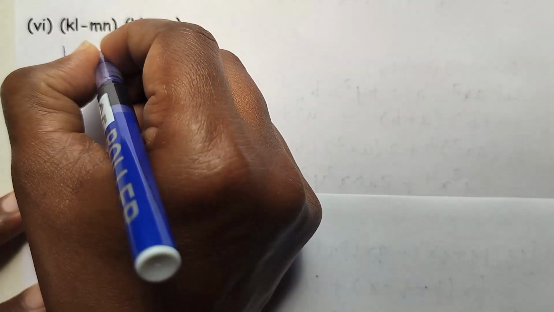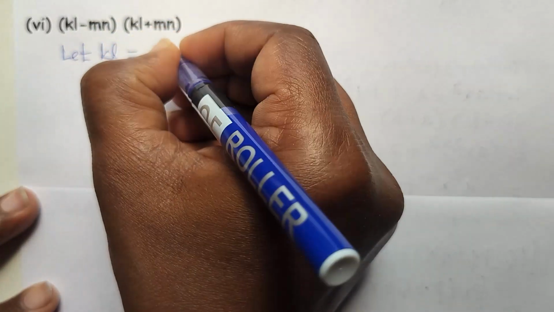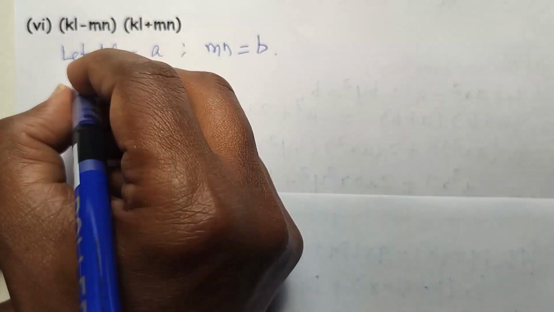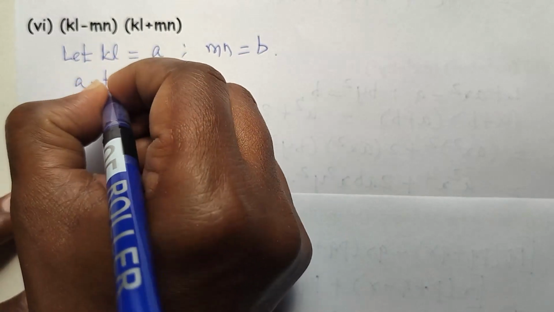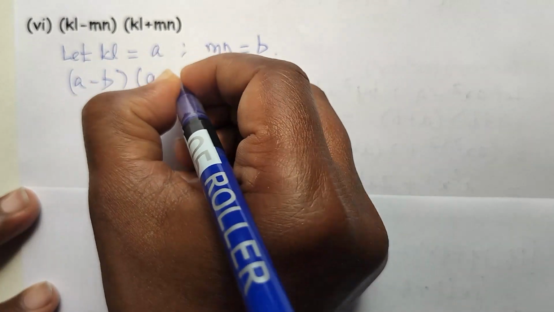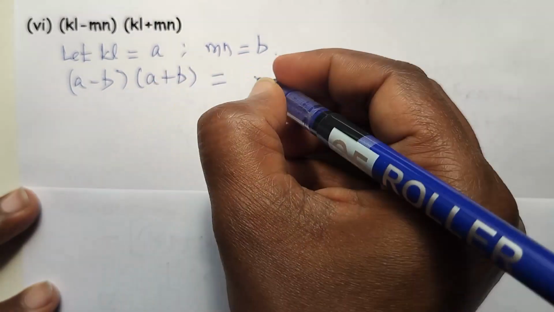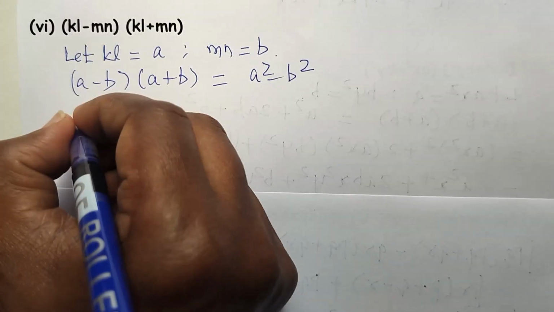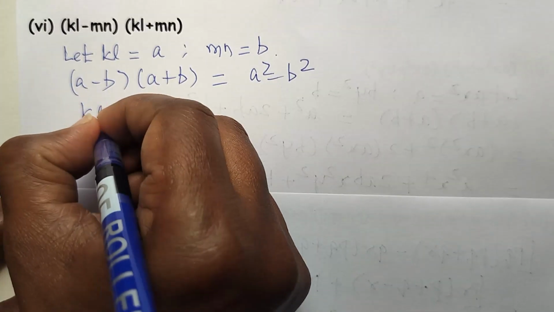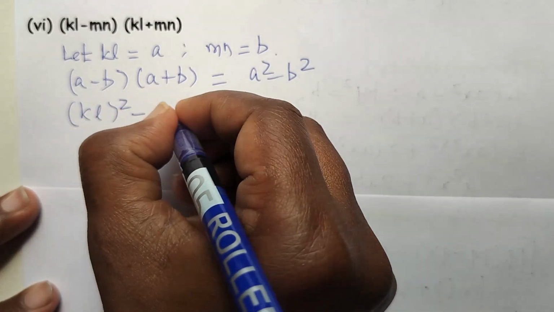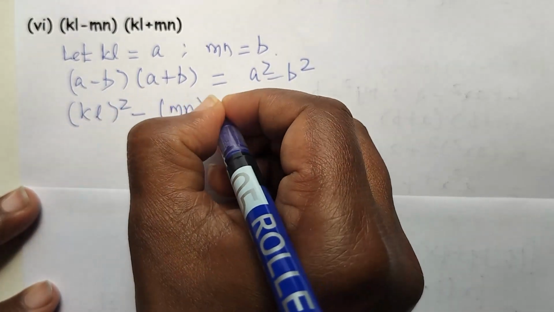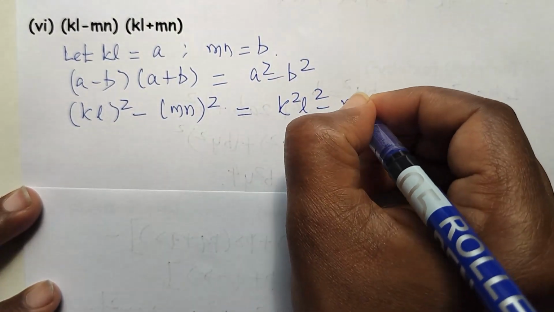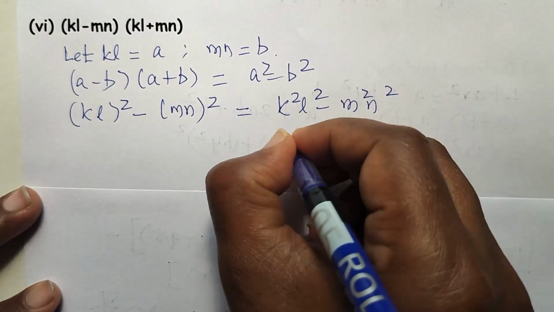Next, sixth one, (kl minus mn) into (kl plus mn). So let kl equal to a and mn equal to b here. So now it will be (a minus b) into (a plus b) here. So we know (a minus b) into (a plus b) is a square minus b square. Now input the values, which will be (kl) whole square minus (mn) whole square. So that will be k square l square minus m square n square here.